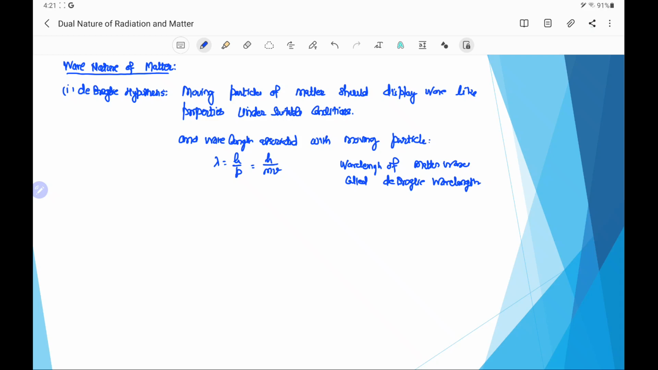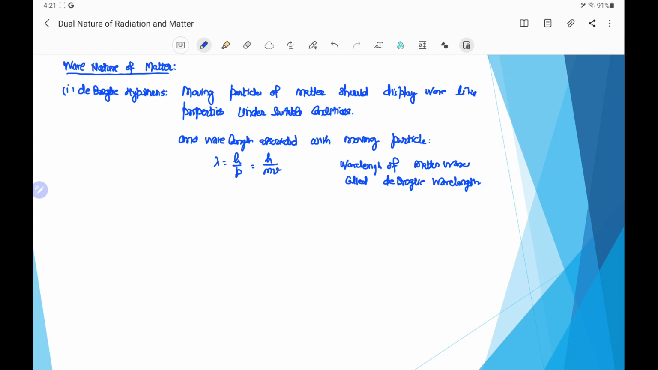Wave nature of matter. As we have told, radiation has a dual nature, that means a wave-particle nature. Now the question arises: do particles like protons, electrons, etc. also exhibit wave-like character? It is reasonable to consider that nature is symmetrical, that is, matter and energy must have a symmetrical character.